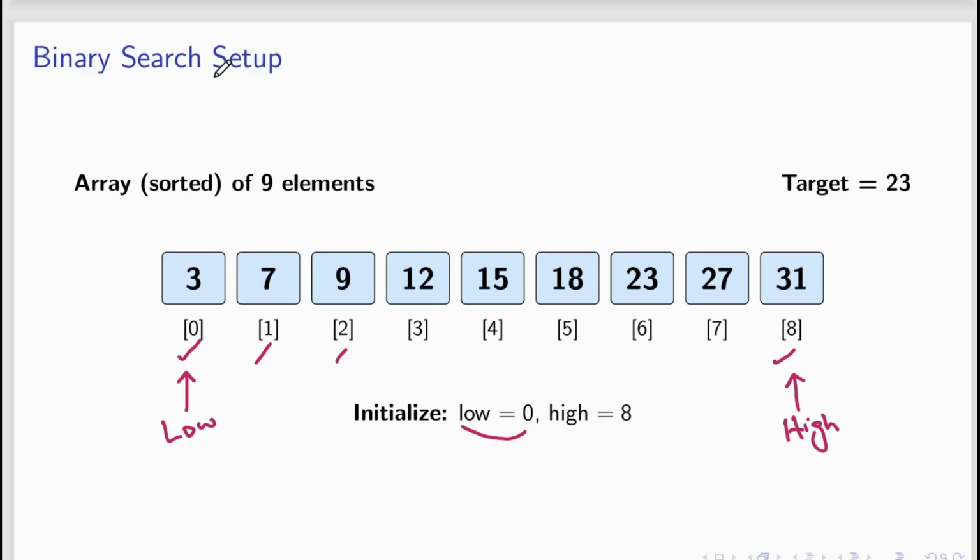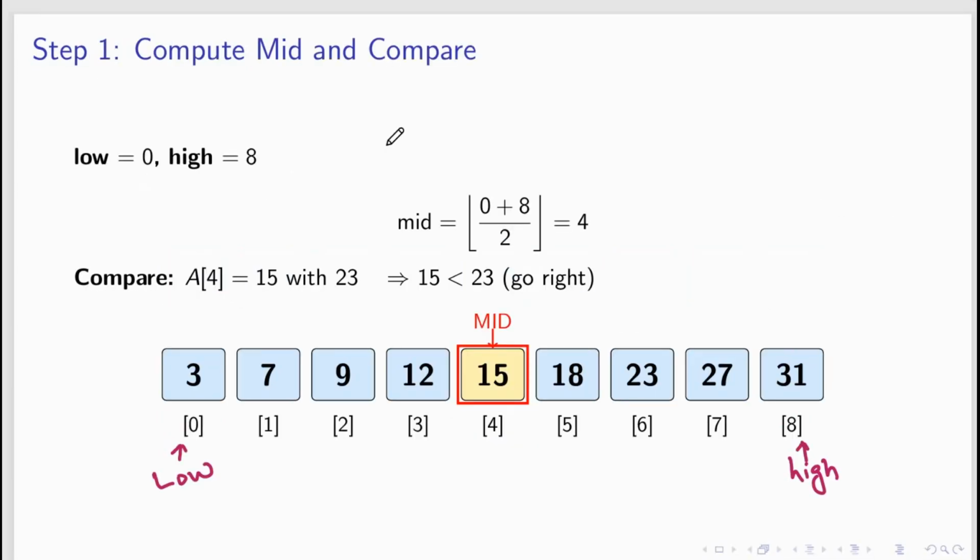You want to find the target element 23. You want to find 23 from this list using binary search. Low is at 0 and high is at 8, and you are going to calculate the mid value. How will you find mid? Mid equals low plus high, 0 plus 8 divided by 2, you will get 4. And now you will see index number 4. Mid will exist on index number 4.